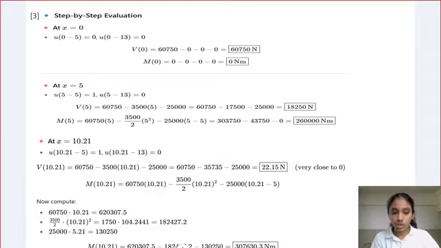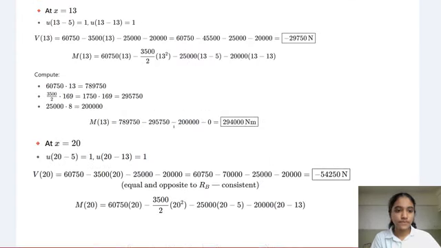At x equal to 10.21, we get shear force as 22.15 and bending moment as 130250. At x equal to 13 we get shear force as minus 2950 Newton, and at x equal to 20 we get the shear force and bending moment as shown.